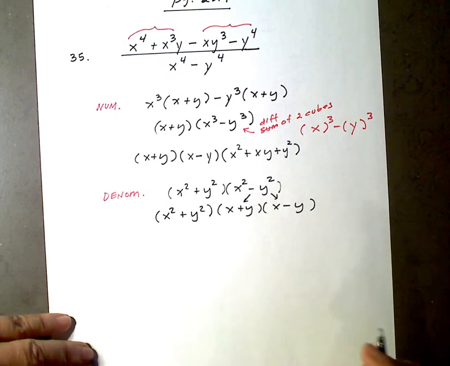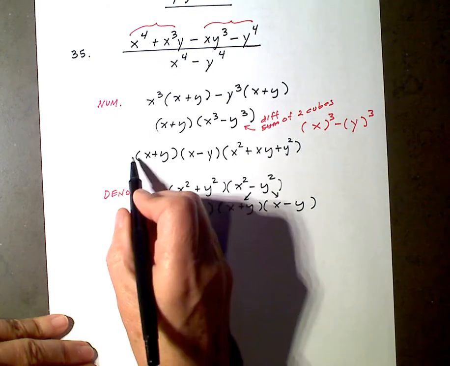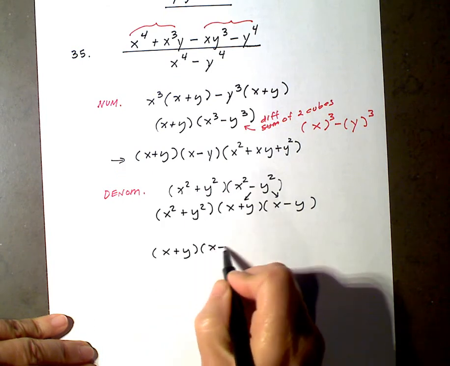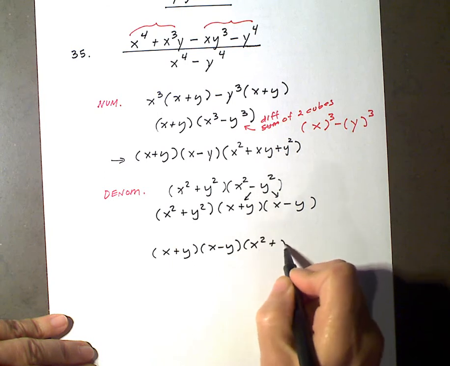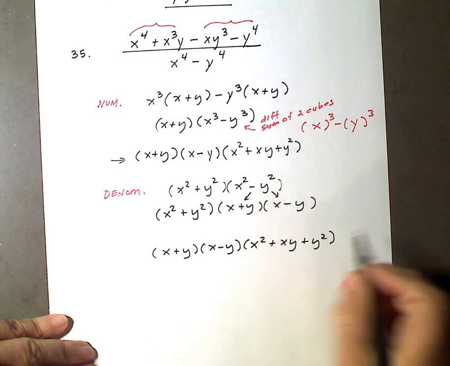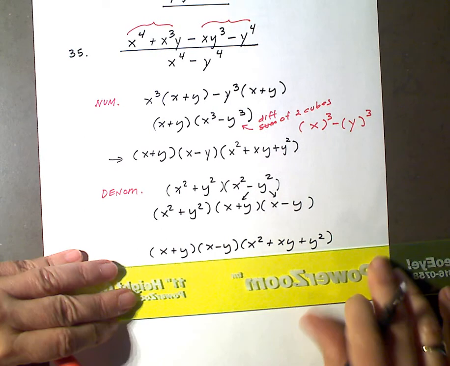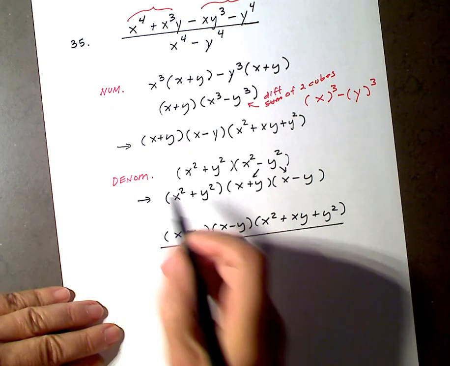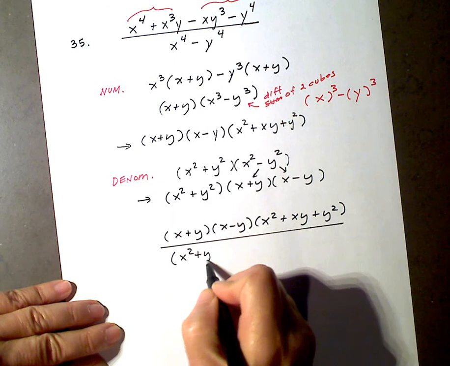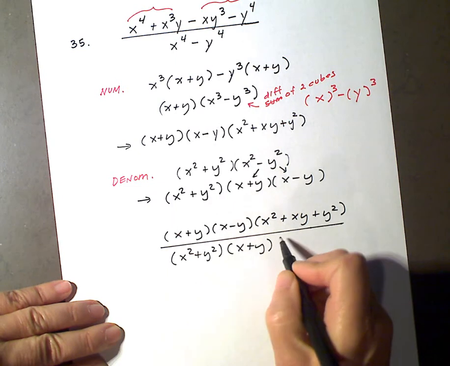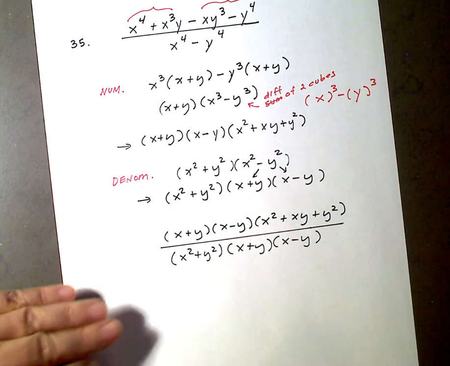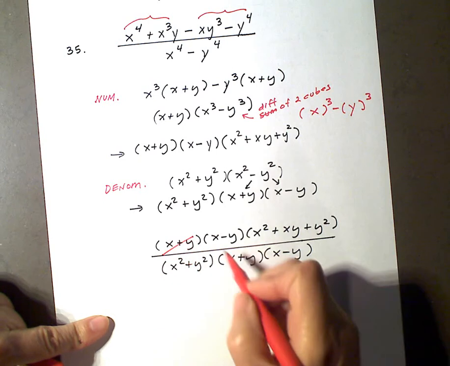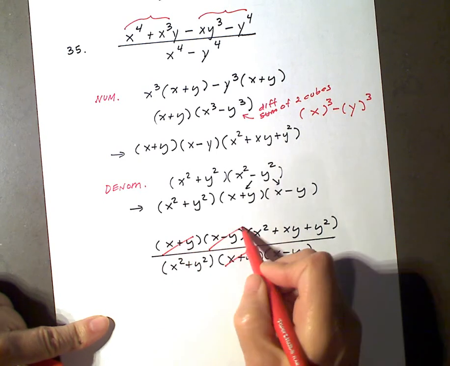So now when I go back and I put the numerator, which is factored, looks like this, over the denominator, which is right here, fully factored, those ones that we're going to cancel are fairly glaring now. So we have a 1 in the form of x plus y over x plus y, and another 1 in the form of x minus y over x minus y.